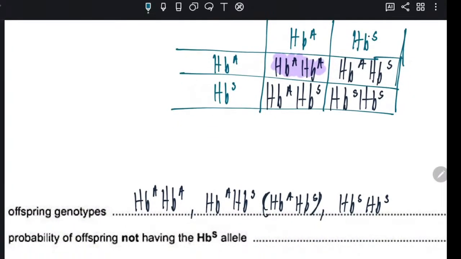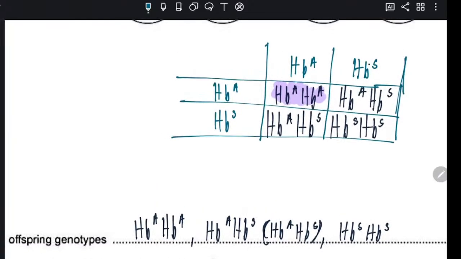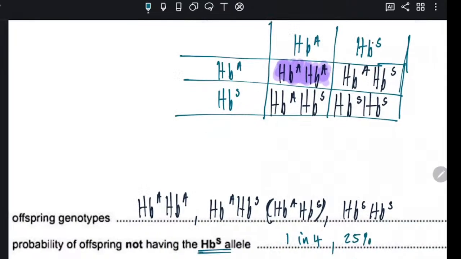Now, what's the probability of not having the HBS allele? How many of these don't have the HBS allele? It's only this one which does not have an HBS allele. So the probability is 1 in 4. You can write it like that, to say 1 in 4. They allow you to write it as a percentage, to say 25%. If it's 1, it's 25%.